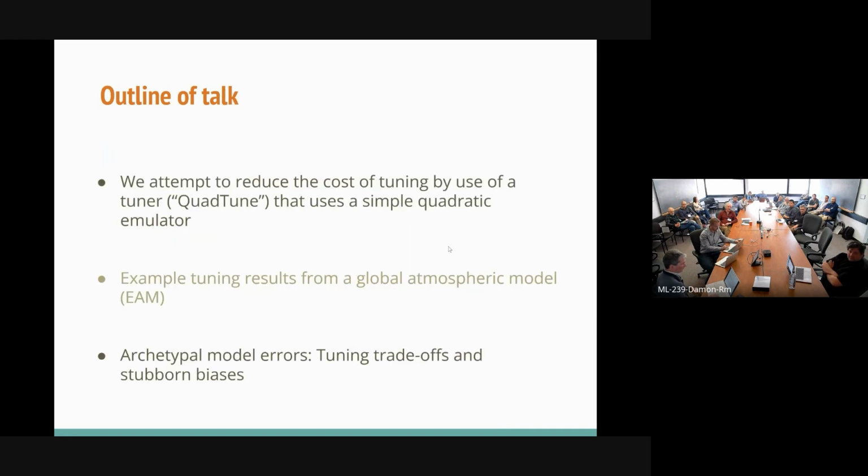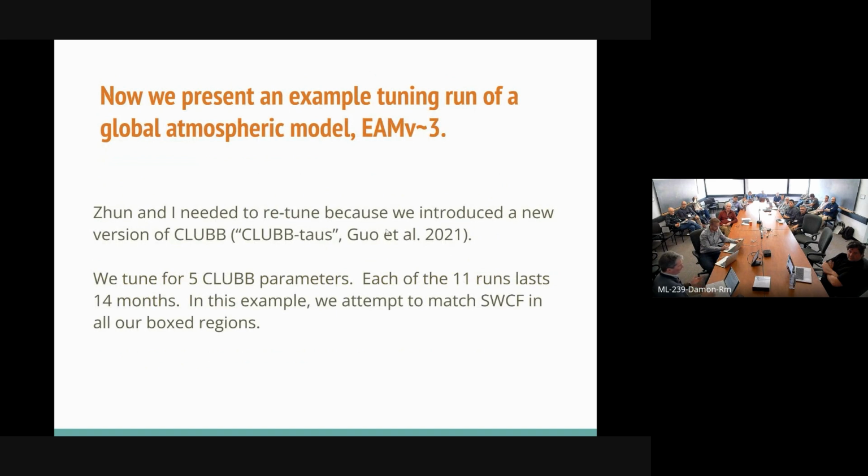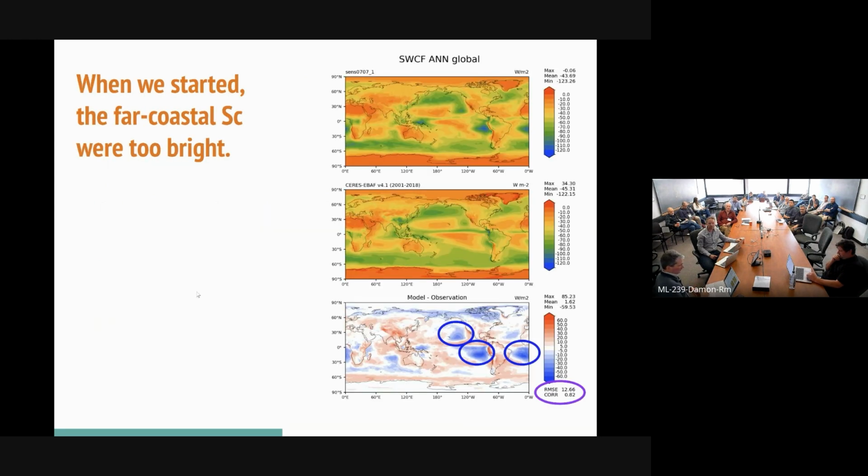Okay, so here are some example tuning results. Why did we tune? Because we were introducing a new version of CLUBB-TAOS. It was out of tune. Here we're going to tune for 5 CLUBB parameters. Each of our runs lasts 14 months. And we're going to attempt to match shortwave cloud forcing in all our boxed regions. This is our starting point. Here you can see these stratocumulus clouds are way too bright. And we end up with an RMSE of 12.66, which is kind of middling.